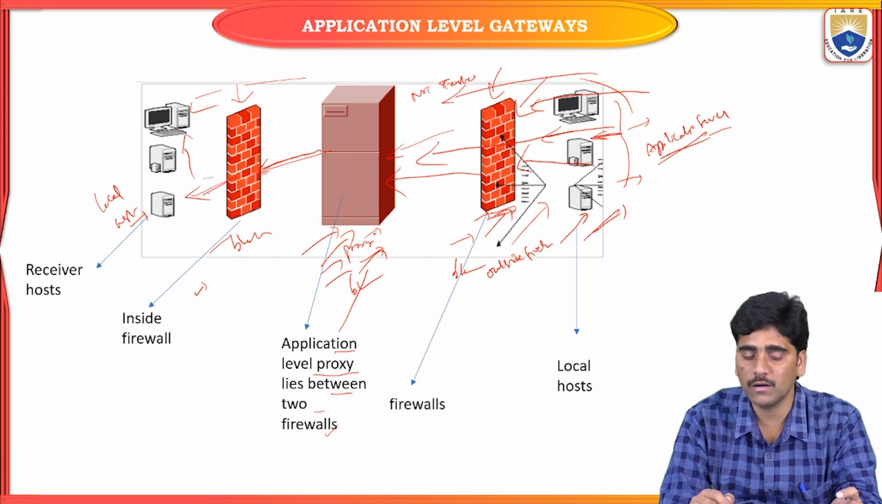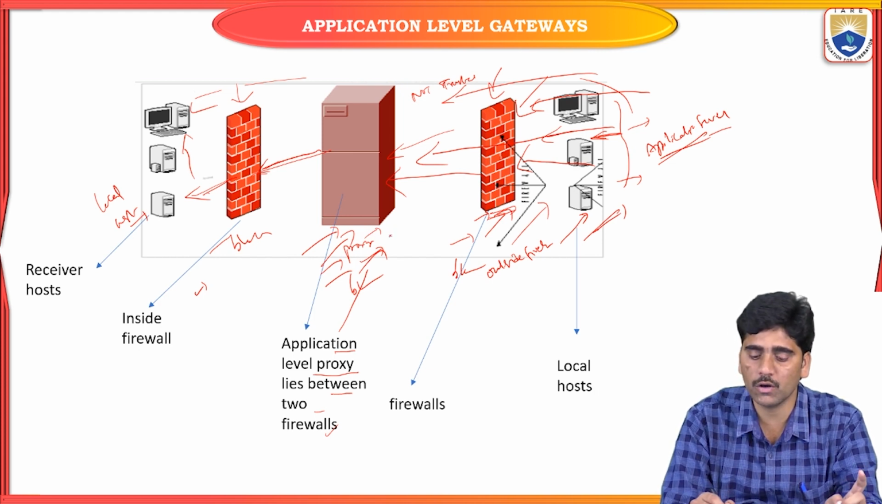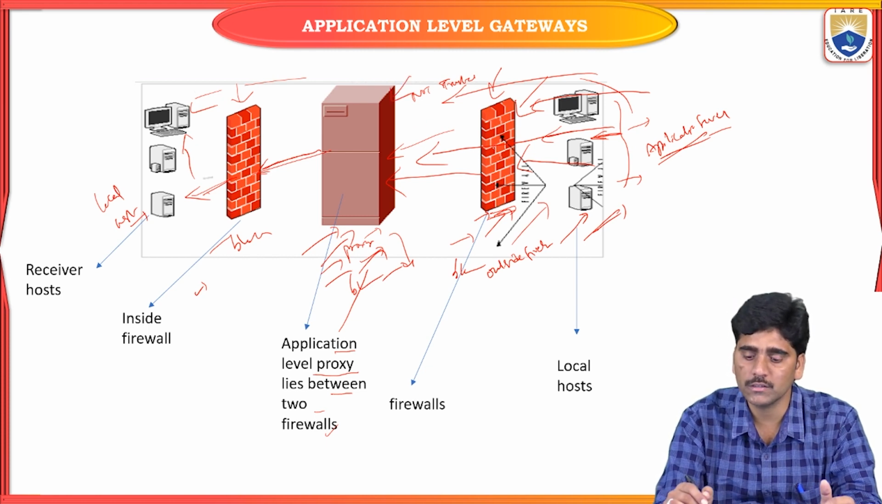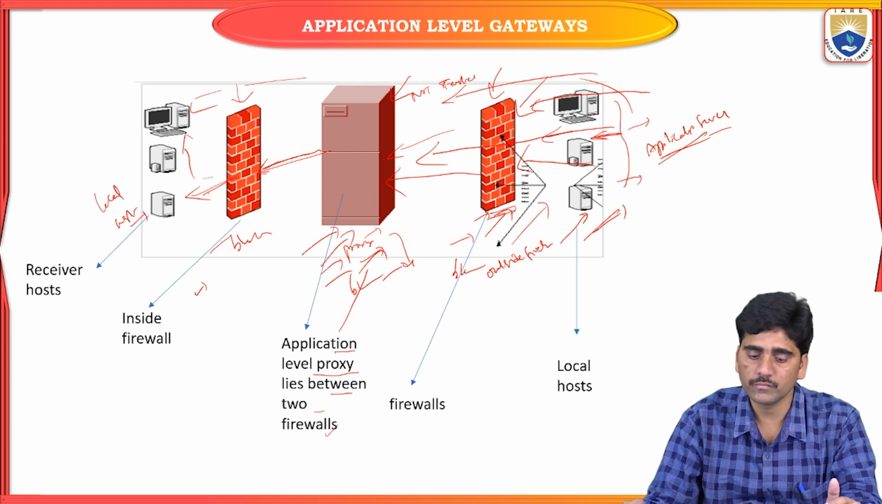So application level proxies may not be compromised because they inspect each and every level of the packet transmission. So this is the way we can understand that application level gateways are useful to provide the service from the application server to the local host.